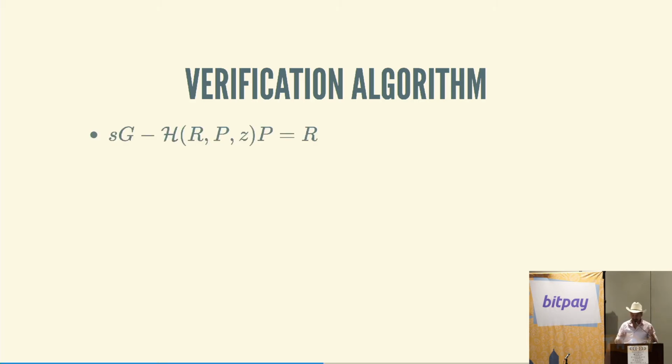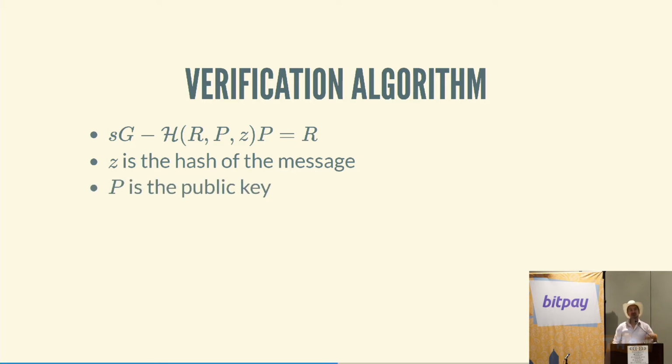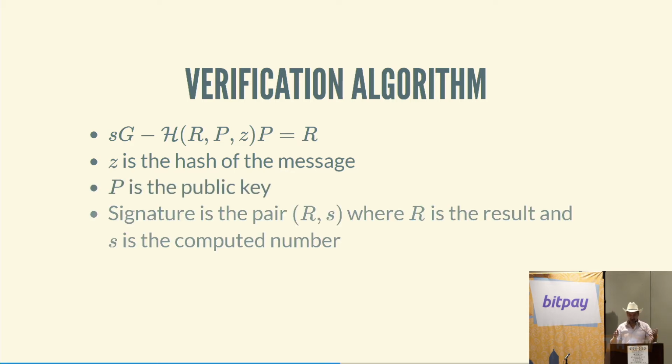So here's what the verification algorithm looks like. SG minus the hash of R, P, and Z times P equals R. That's the equation. Z is the hash of the message, which the verifier knows. P is the public key, which the verifier knows. The signature is the pair capital R comma S, which the verifier knows.